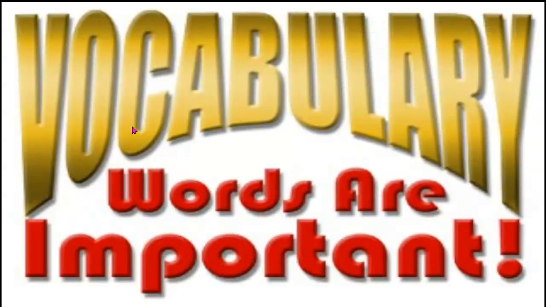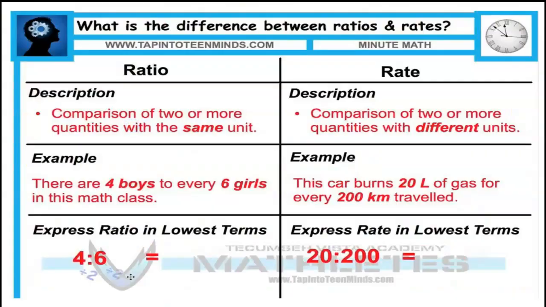Let's first start off with important vocabulary. In our last lesson, we discussed a ratio. A ratio is a comparison of two or more quantities with the same unit. For example, there are 4 boys to every 6 girls in this math class. We know this is a ratio because we're comparing people to people.